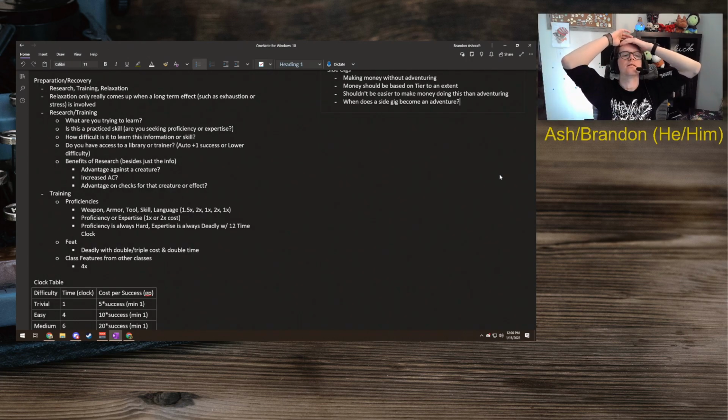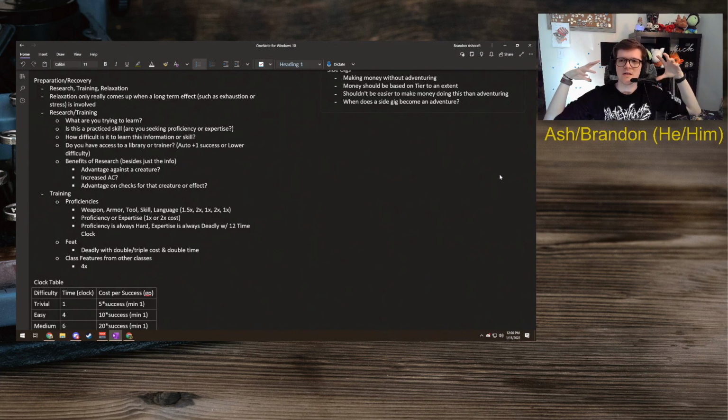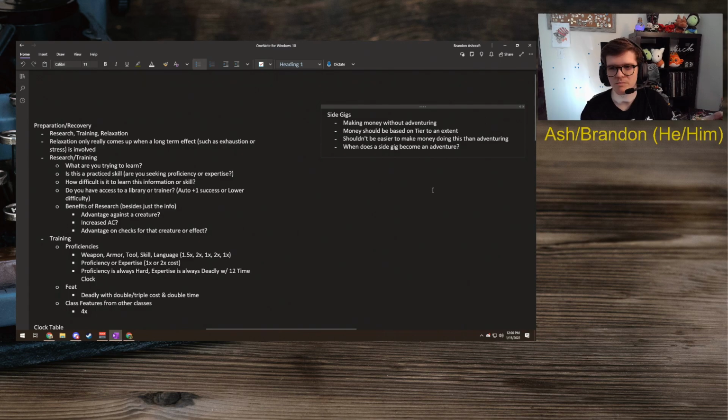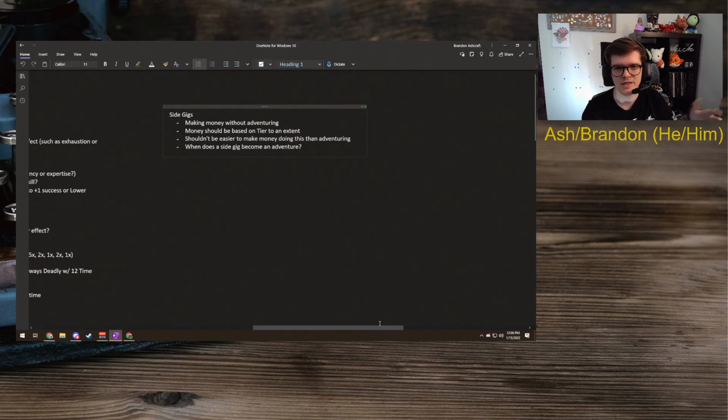And then, so side gigs probably won't build out completely. But yeah, basically, we're making money without adventuring. So the higher tier you are as an adventurer, you should probably be making more money for your services instead of just the random schmuck who's making 10 gold pieces a week from work. That's ridiculous.